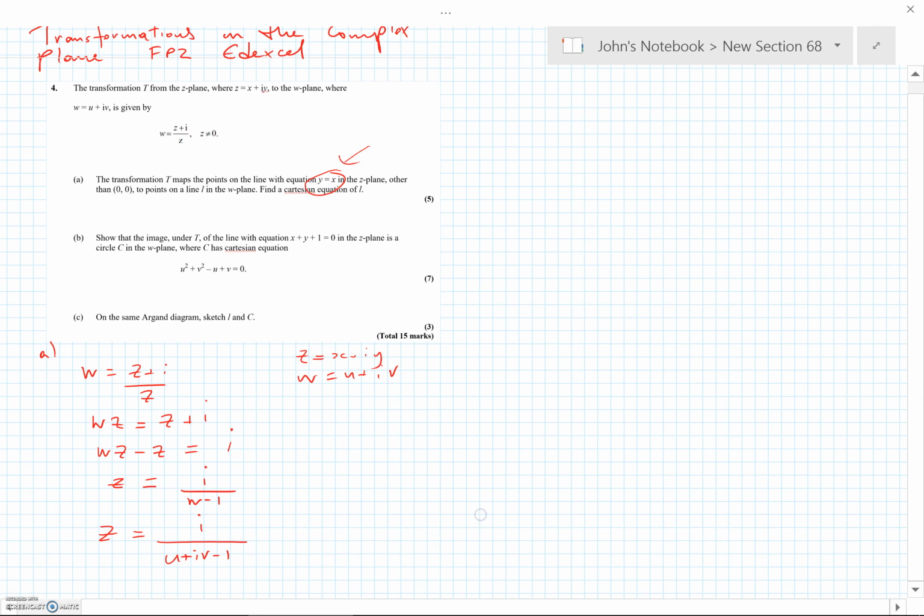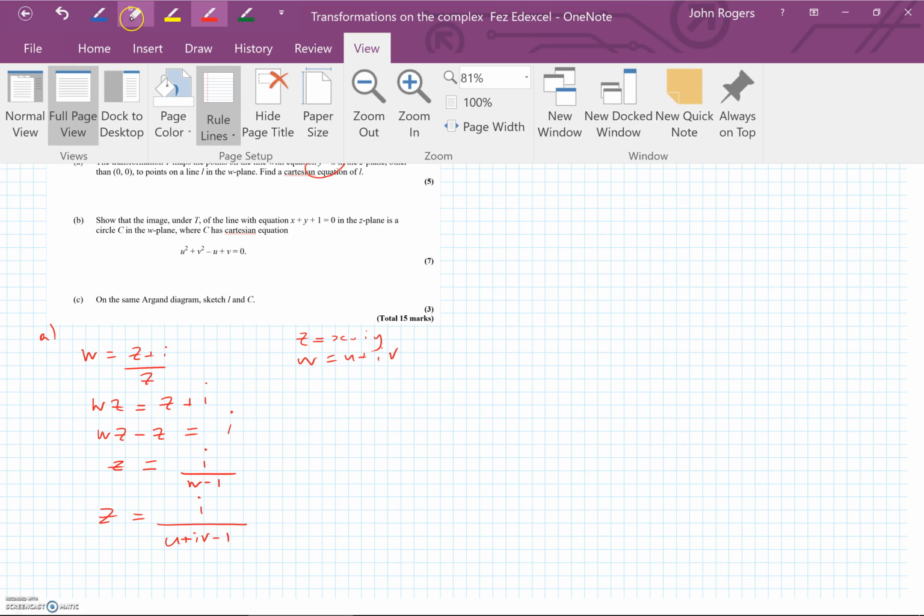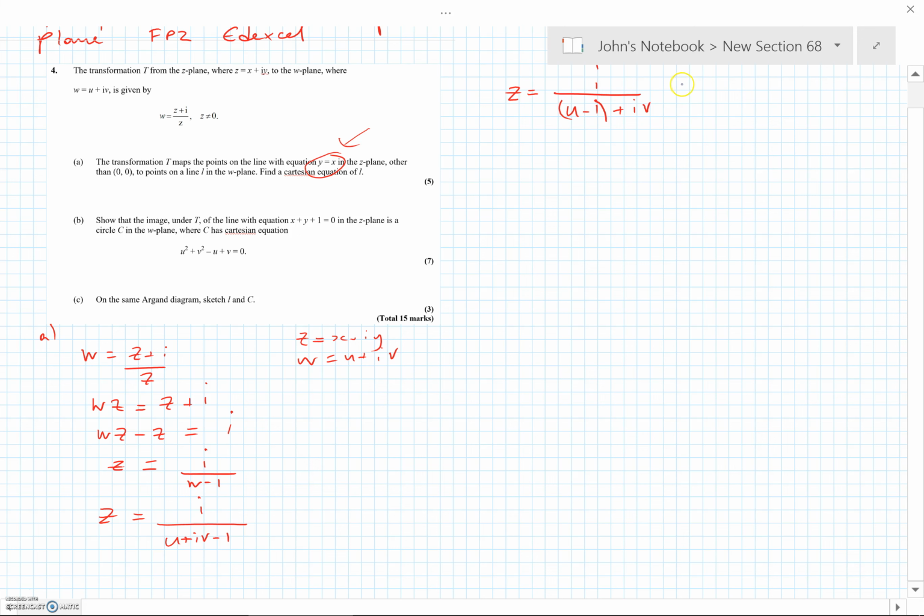It's going to be a lot of work here for the 5 marks, but I think if I adopt this approach it will help with part B as well, because I'm going to use this rearranged form for part B too, so hopefully it will pay off. So we've got z is equal to i over (u minus 1 plus iv). I'm now going to rationalise this by multiplying by the complex conjugate, so that's (u minus 1 minus iv) on top and bottom.